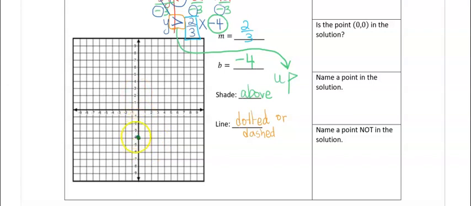Our slope is going to tell us how we're going to move, right? So up 2 over 3. Remember, rise over run. So up 2 over 3. 1, 2, 3. And then you just keep doing that until you finish your line. 1, 2, 3.